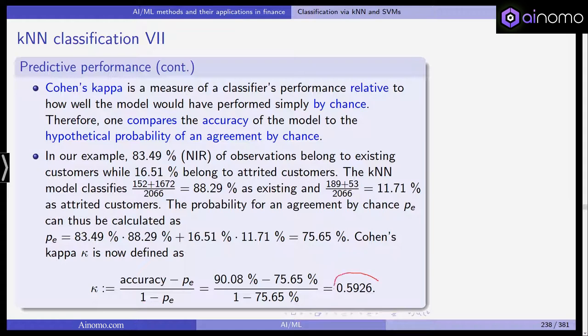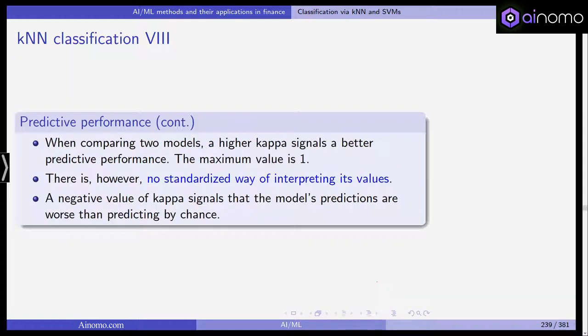Cohen's kappa is now defined as the accuracy minus this probability divided by 1 minus this probability, and it gives you 0.5926. That's Cohen's kappa. When you compare two models, a higher kappa signals a better predictive performance, and the maximum value is 1. However, there is no standardized way of interpreting its values. So if you have two models, take the one with a higher Cohen's kappa. A negative value of kappa would signal that the model's predictions are worse than predicting by chance. So this is even worse than, I guess, setting it all constantly to 1.